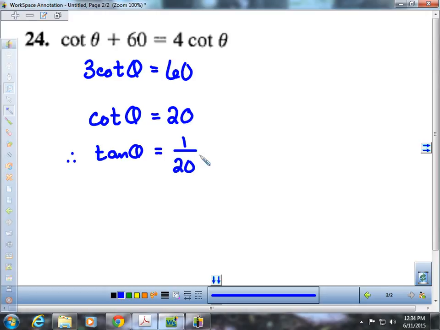And now, can I do the inverse trig function? Yes. Theta is going to be equal to the inverse tangent of 1/20th. And again, as you go through that, what one was that again? 2 degrees and 52 minutes.